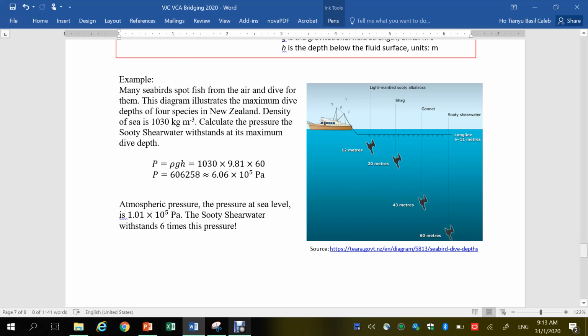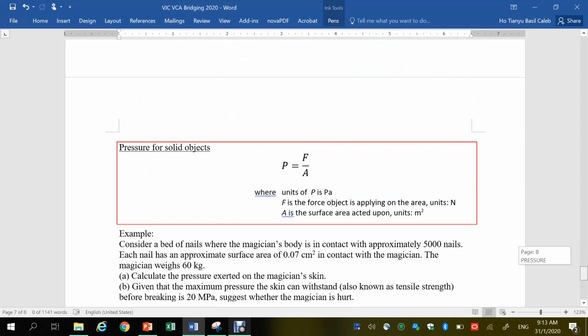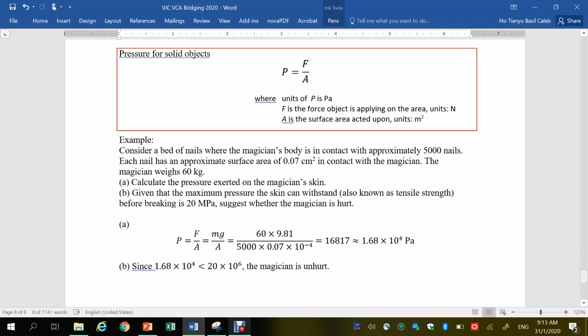If you look at pressure in solids, it's also no different from what you have learned in O level. So this is a simple recap. I'm going to go through it quickly. Pressure is just equal to the force divided by the area perpendicular to the force, right? So one of the very common examples is a bed of nails, where the magician lies on a bed of nails and comes out unharmed.